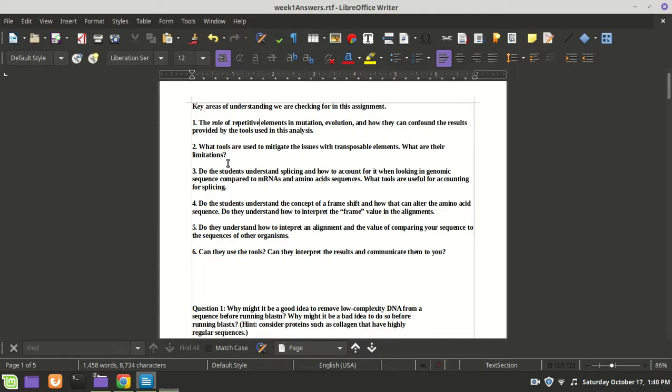And then what tools are used to mitigate this? That's going to be something called RepeatMasker and then the filters on BLASTX. So that's what we're talking about here. There are filters in BLAST, and then there's something we're going to use called RepeatMasker, and those are the two tools here.